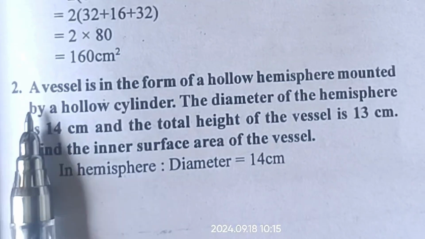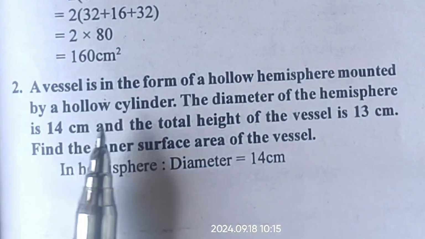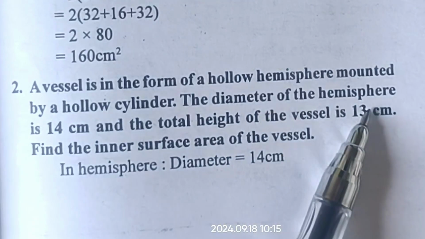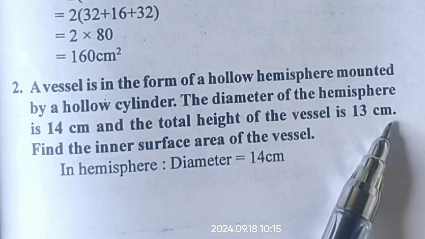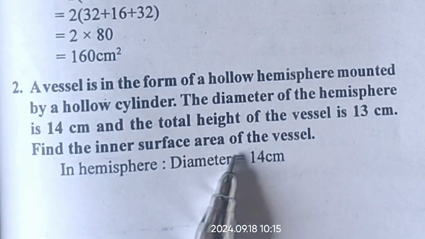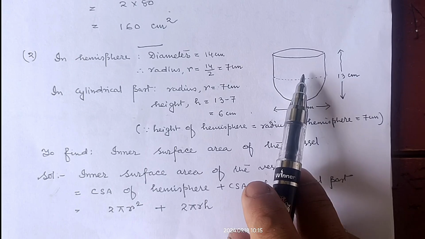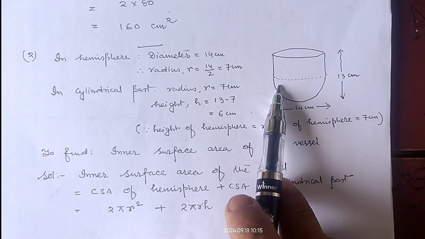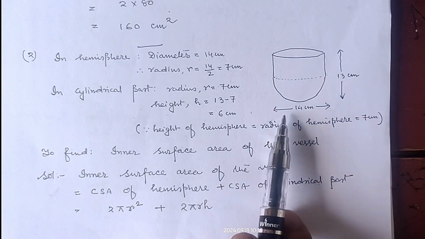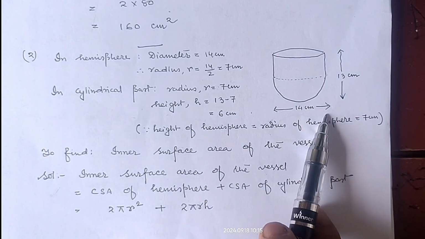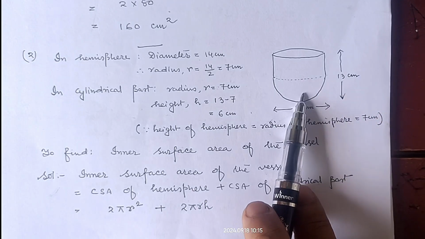In question number 2, it is given a vessel is in the form of a hollow hemisphere mounted by a hollow cylinder. The diameter of the hemisphere is 14 centimeter and the total height of the vessel is 13 centimeter. Find the inner surface area of the vessel. As given, a vessel is in the form of a hollow hemisphere. This is the hollow hemisphere mounted by a hollow cylinder. So this is the cylindrical part. Diameter of the hemisphere is 14 centimeter and total height is 13 centimeter. We have to find the inner surface area of the vessel.